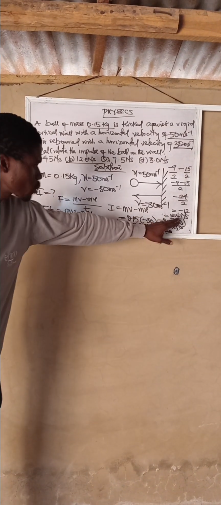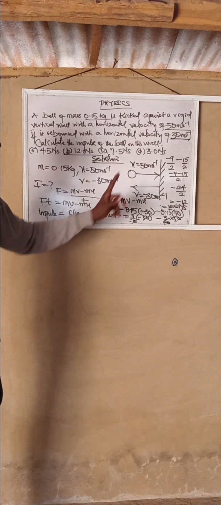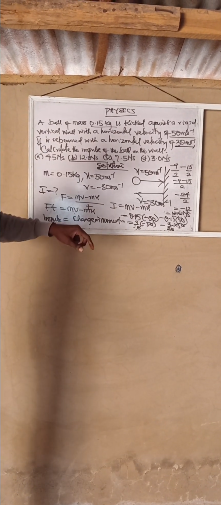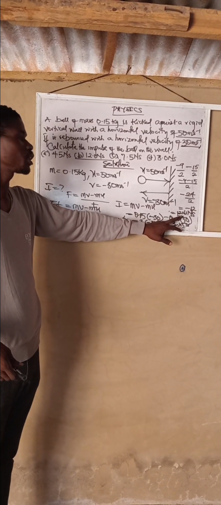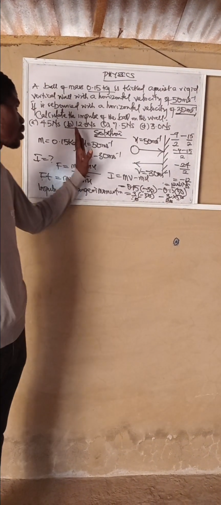So the minus 12 we have here, we will now change to 12 newton seconds. So the negative will now be attached to the impulse itself. That is why the answer here equals 12 newton seconds. So that's the value of the impulse.